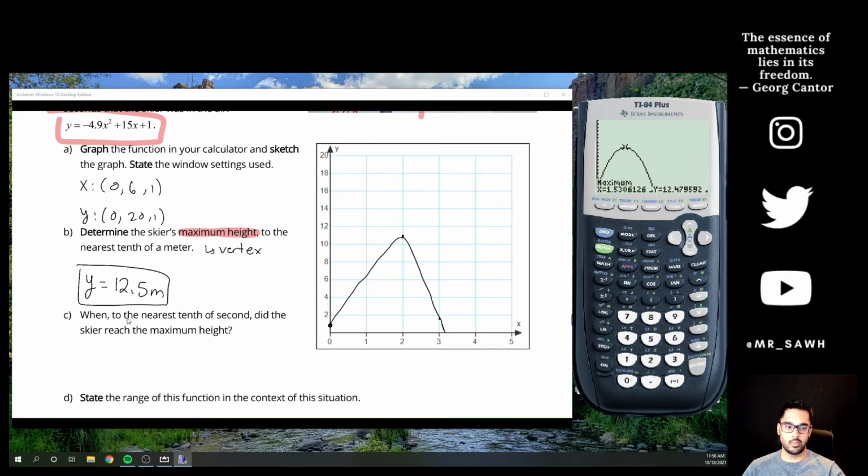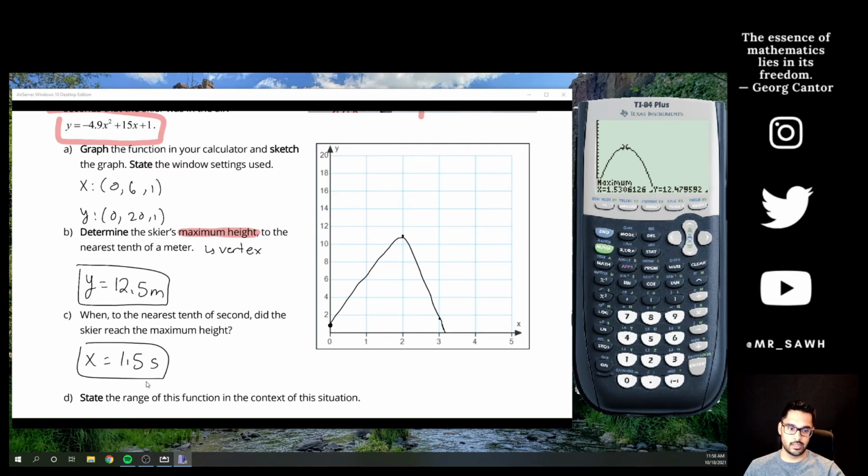Part C then says, when to the nearest tenth did they reach the maximum height? So they reached the maximum height at the x value of that vertex, right? To the nearest tenth again, 1.5 seconds. Okay, that's what my variables are defined as. X was the time in seconds, Y was the height in meters. So I've got my two things, straight from my calculator vertex.